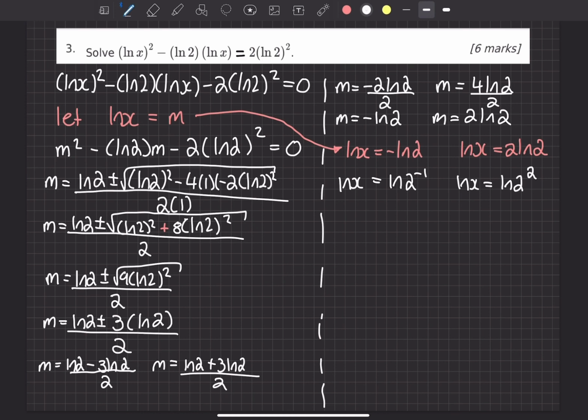So then you have ln of x equals ln of a half. So 2 to the power of minus 1 is a half. And the same thing on the other side, ln of x equals ln of 4. And you'll notice that these numbers are pretty simple. So you have x equals a half and x equals 4. And these are your solutions to this question.